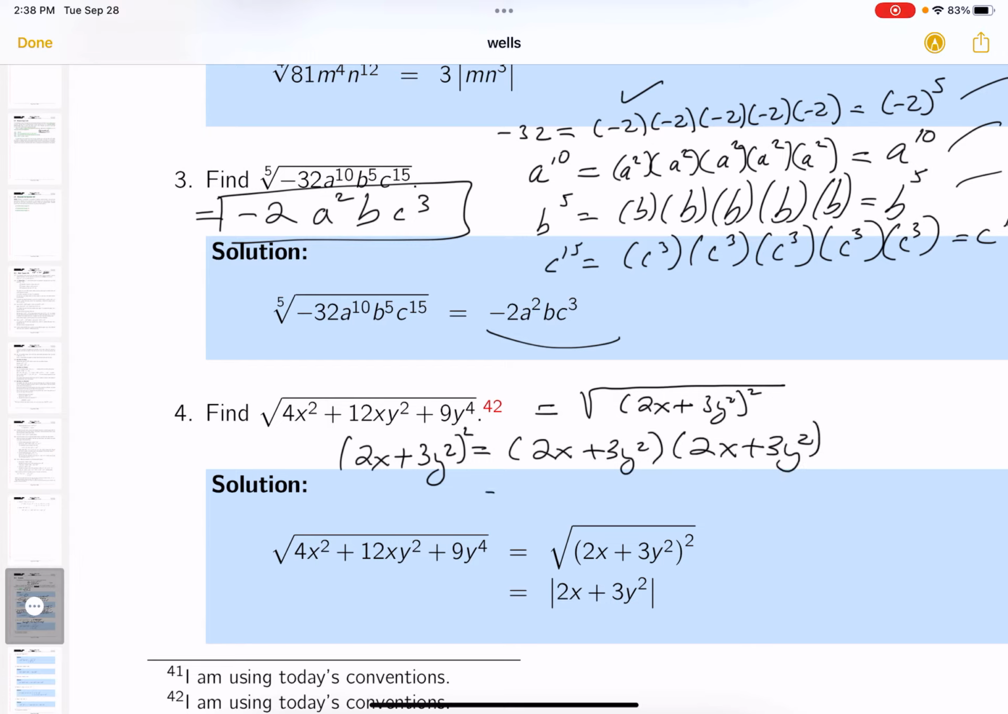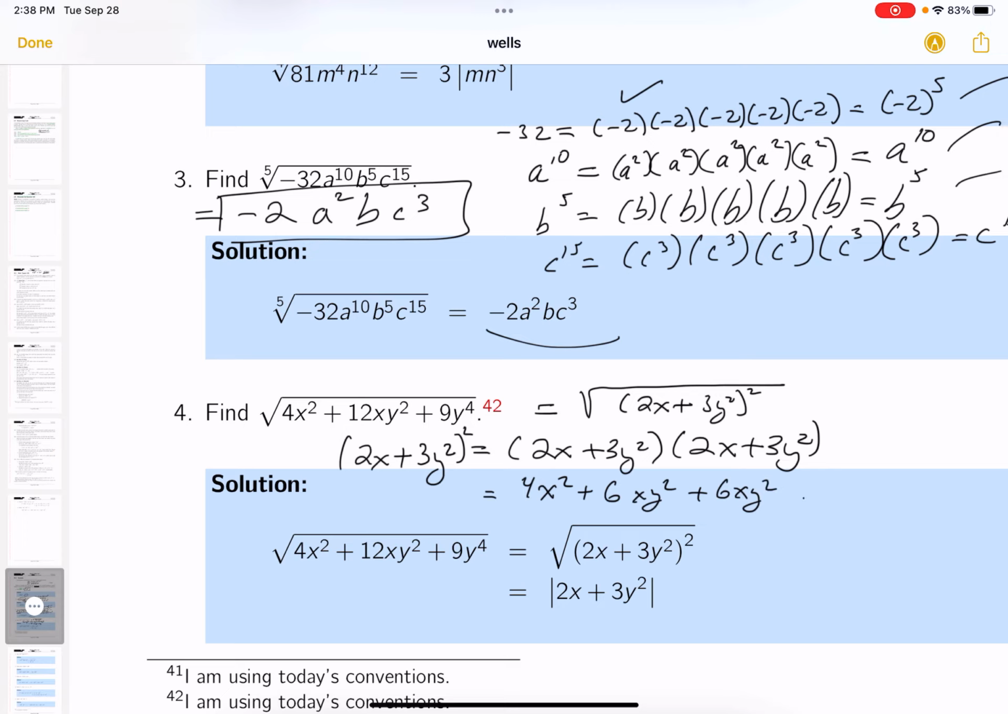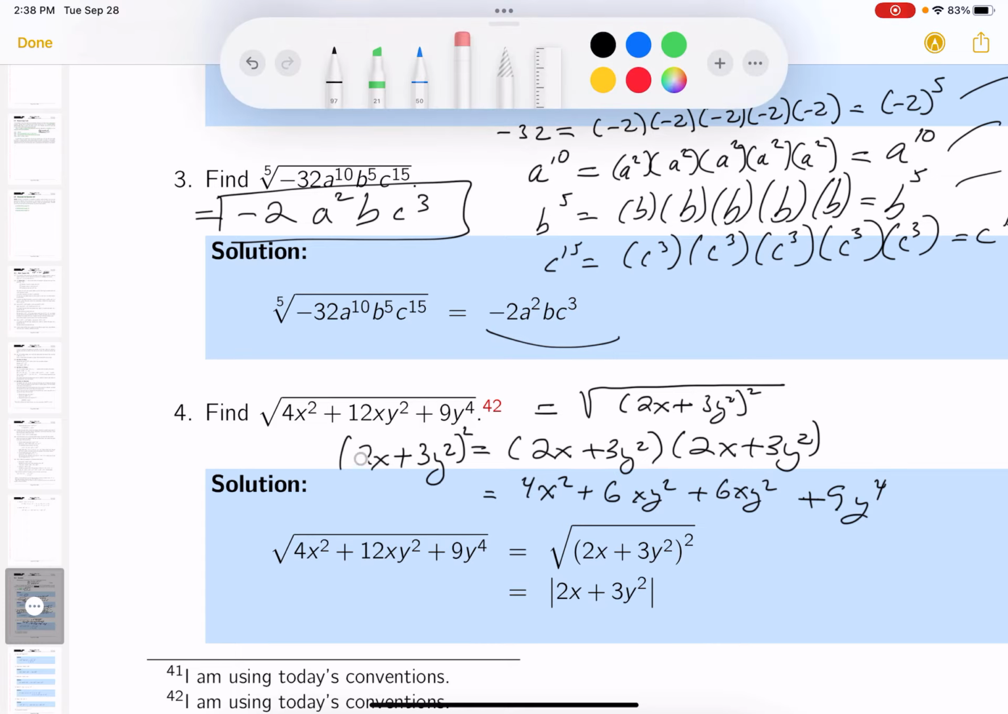Again, I'm going to erase this a little bit later. 2x times 2x is 4x squared. Then you get 6xy squared plus 6xy squared. And then what do you get? Plus 9y to the fourth power. And that works out beautifully, by the way. You get 4x squared, and 6 and 6 is 12. 12xy squared plus 9y to the fourth. So I'm going to erase now, because I don't think I should have done that. Other than the fact that I like to verify what we're saying is true. All right? So let me erase this business over here.